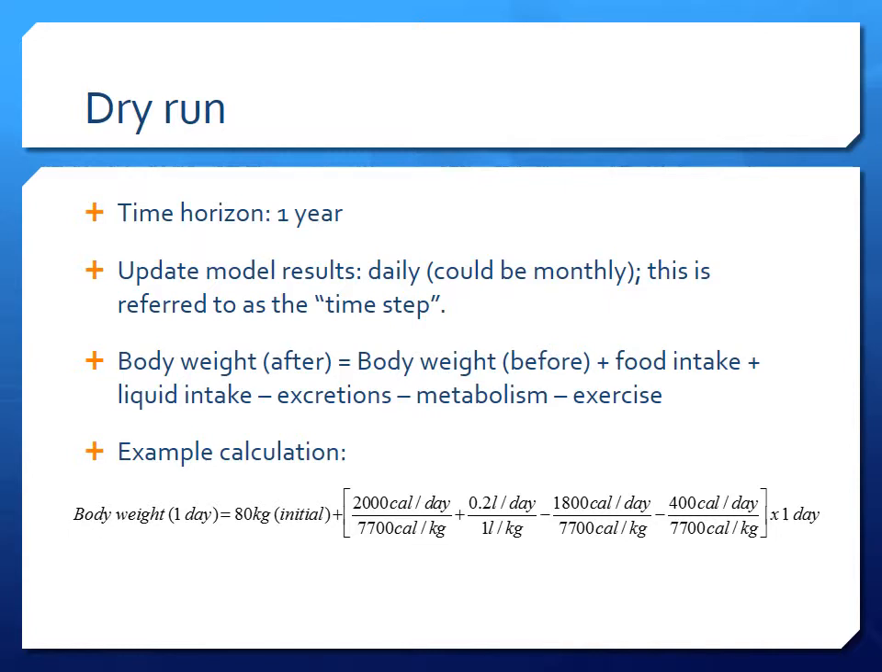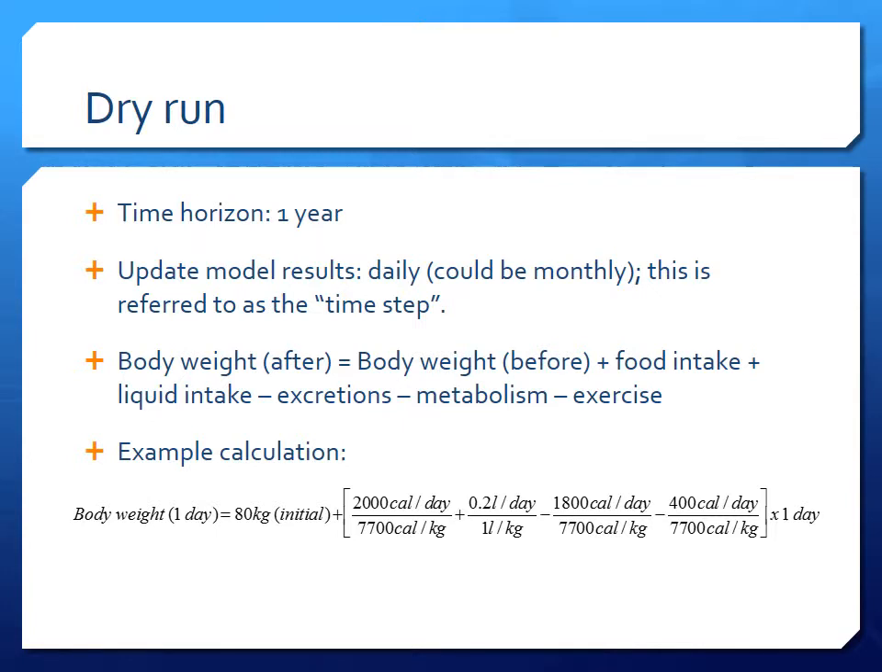Then you have the net liquid intake, which is essentially the net between the liquid intake itself, water, juice, whatever it is you drink, minus the excretions, okay? And you convert those liters to kilograms using the conversion factor. Then you have the metabolism, the 1,800 calories, converted to kilograms. And then the exercise, which is the 400 calories converted to kilograms.